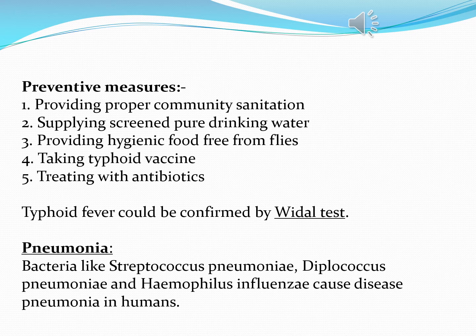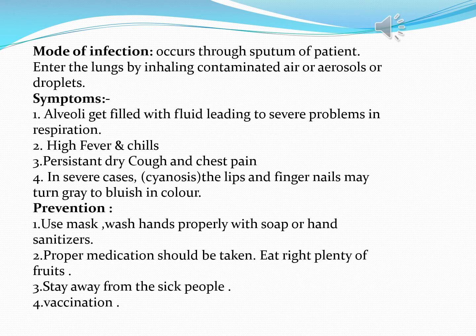Next one is pneumonia. Pneumonia can be caused by different bacterial species like Streptococcus pneumoniae, Diplococcus pneumoniae and influenzae. Any of these can cause the disease called pneumonia in humans. We'll discuss the pneumonia disease.